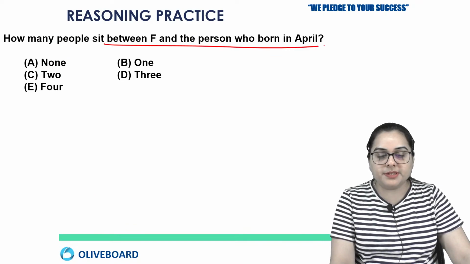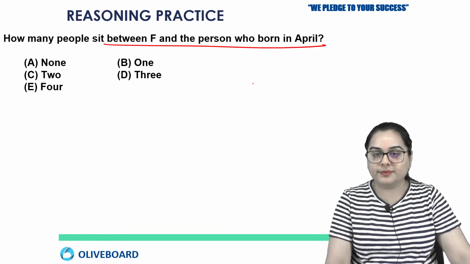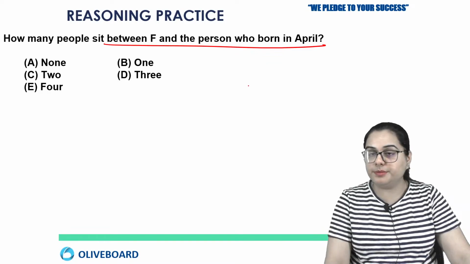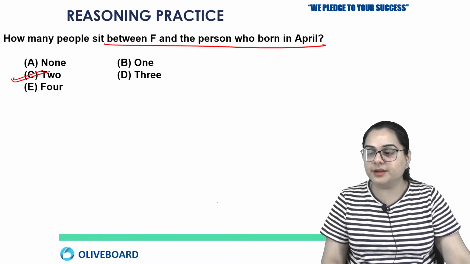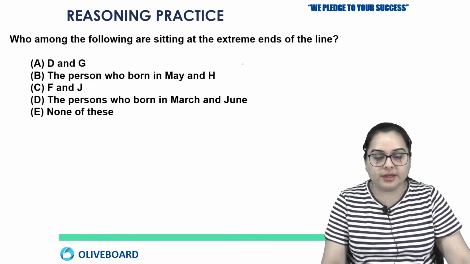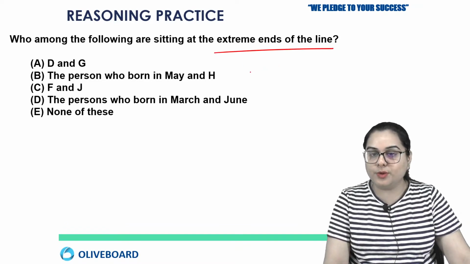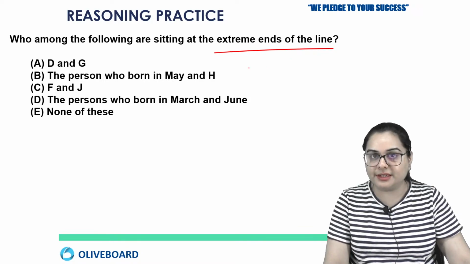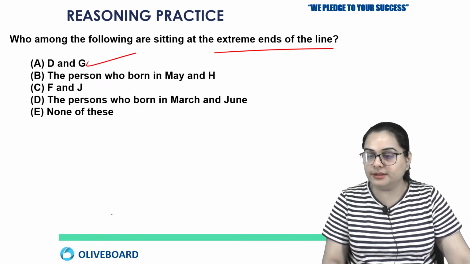Now, how many people sit between F and the person born in April? Now there are how many persons between F and the person born in April? There are 2 persons. So that is option number C. The answer here will be option number C. Okay. Now who are sitting at the extreme ends of the line? It is D and G, which is there in option number A.